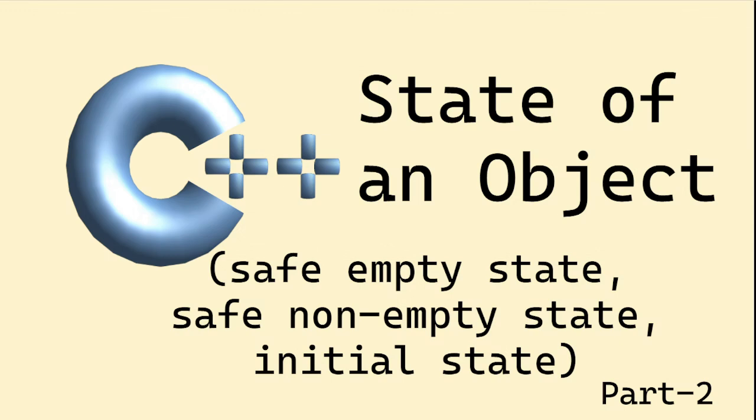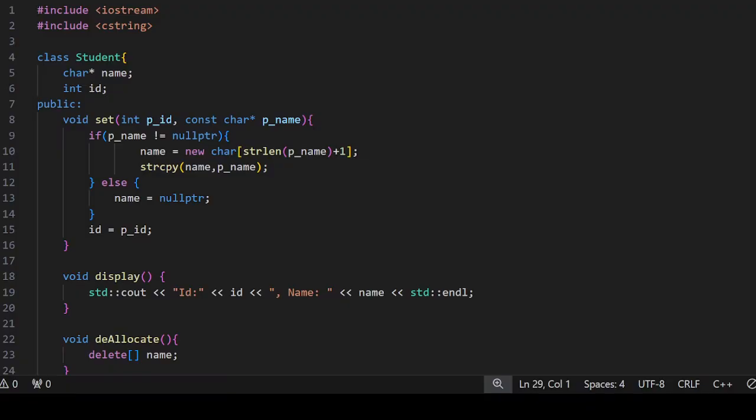In the previous recording, part 1 of this topic, we talked about object state and valid and invalid state of an object. Here I will focus on safe empty state or safe non-empty state of an object. These are subcategories of valid state that I mentioned in part 1 recording. Let's understand it better through this code.